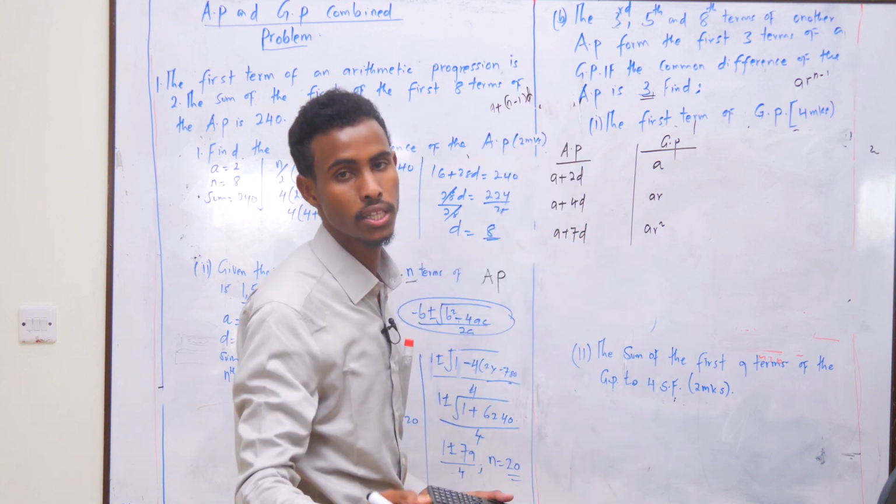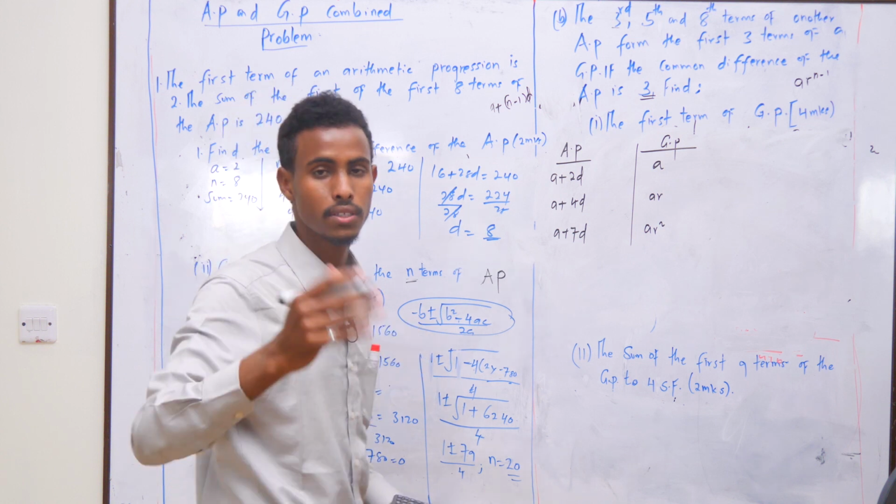If it is the third term, 2D. Fifth term, 4D. Sixth term, 5D. Seventh term, 6D, like that.